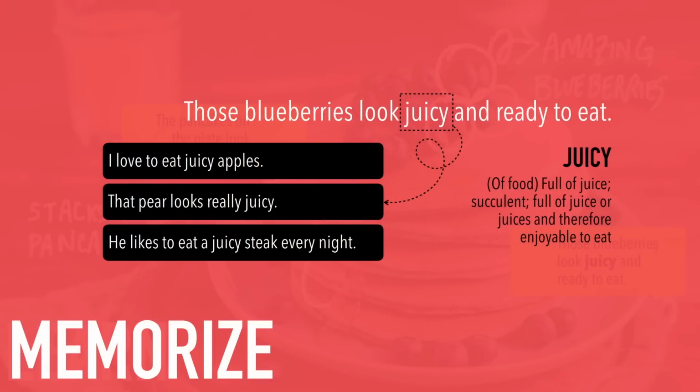All right, next, here we go. That pear looks really juicy. And finally, he likes to eat a juicy steak every night. So you see in this last sentence, we used juicy even though we weren't speaking about fruit.